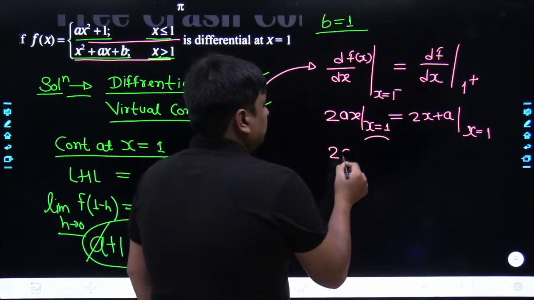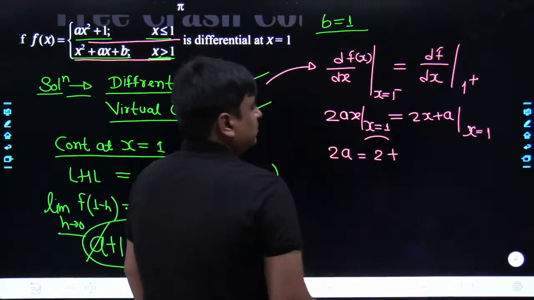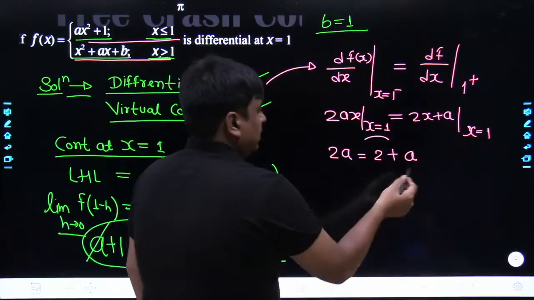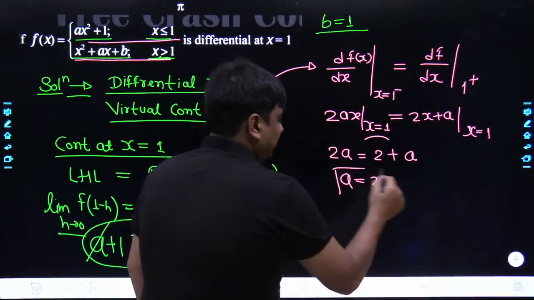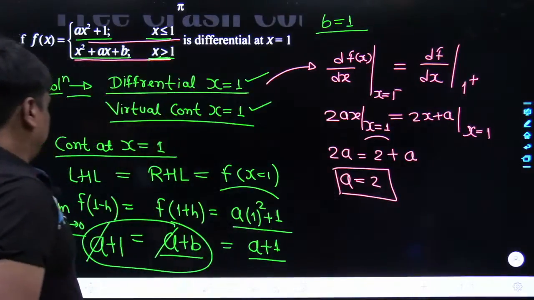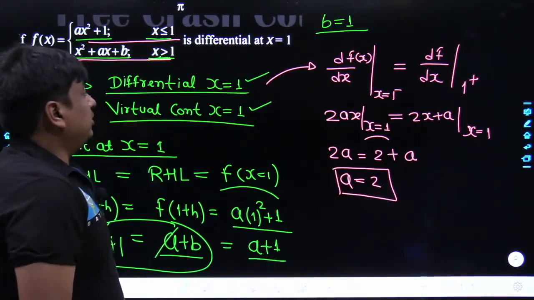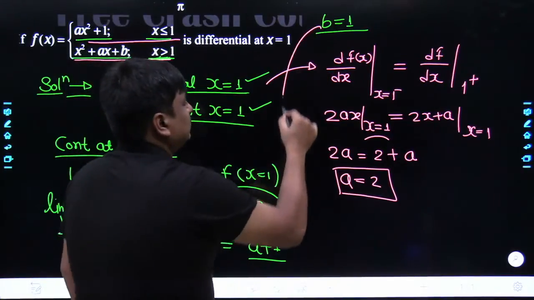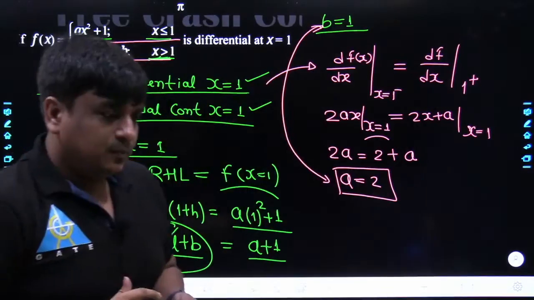Here it will become 2 of A. Here it will become 2 plus of A. So A will get shifted towards the right hand side, and you would be getting the value of A. So you could get the value of B as well as the value of A. Is that part clear to all of us?